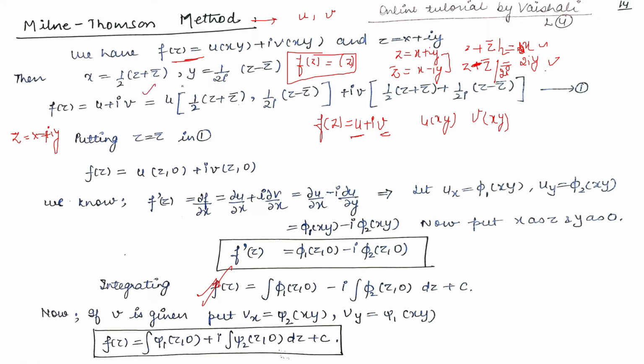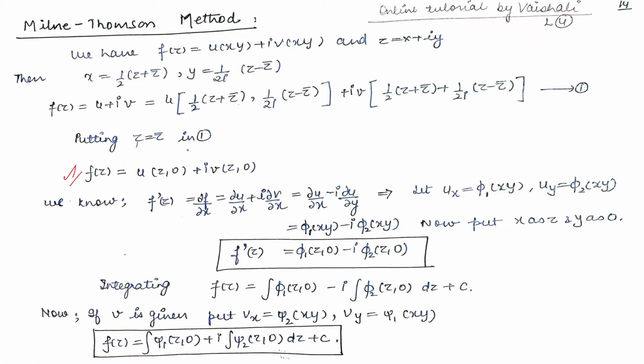Here they have written the same thing. x is equal to 1 by 2 (z plus z bar). y is equal to 1 upon 2i (z minus conjugate of z). So putting these values of x and y in equation number 1, f(z) is equal to u of the values of x and y, plus iv of the values of x and y. Now replacing z bar by z, we get 2z divided by 2, which is z, and similarly we get 0 for y. So f(z) is u(z, 0) plus iv(z, 0). This is the value of f(z).